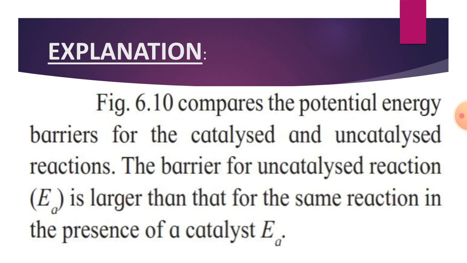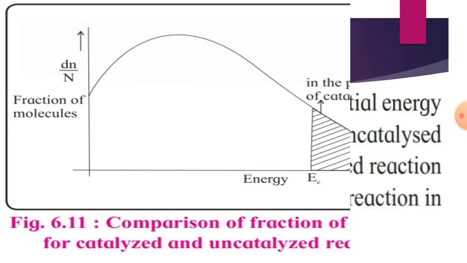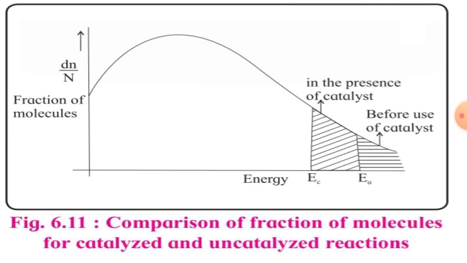Now figure 6.10 compares the potential energy barrier for the catalyzed and uncatalyzed reaction. And we see that the barrier for the uncatalyzed reaction is larger. Obviously the activation energy for that is larger than that for the same reaction in the presence of catalyst. So here the catalyzed reaction has lower activation energy as compared to the uncatalyzed reaction. Let's see another graph which shows comparison of fraction of molecules for catalyzed and uncatalyzed reaction.